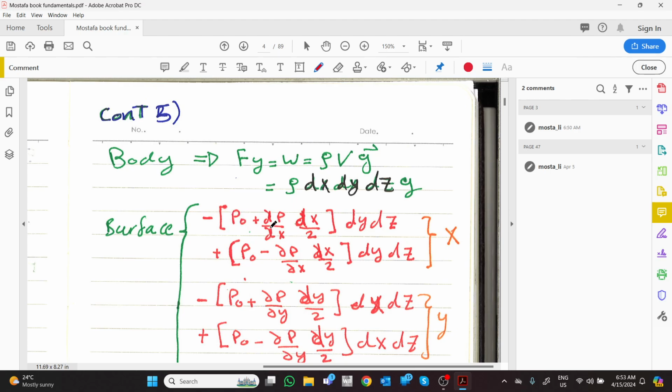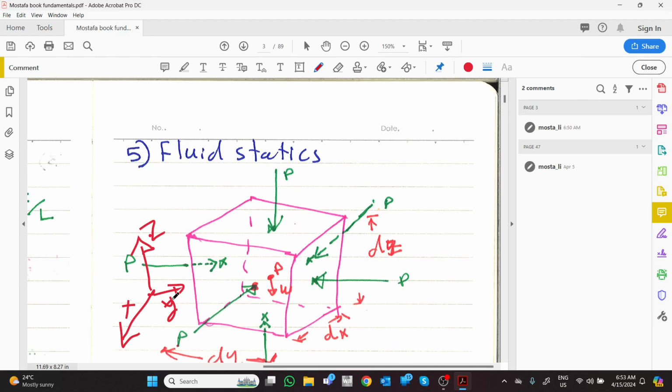So it's B naught plus dB. Of course, it's not d, it's del, because the pressure is changing in x and y and z, so there are a lot of parameters going to affect it. Del B by del x multiplied by dx over 2. So this one is a truncated Taylor series multiplied by the area. Area is simple: dy by dz.